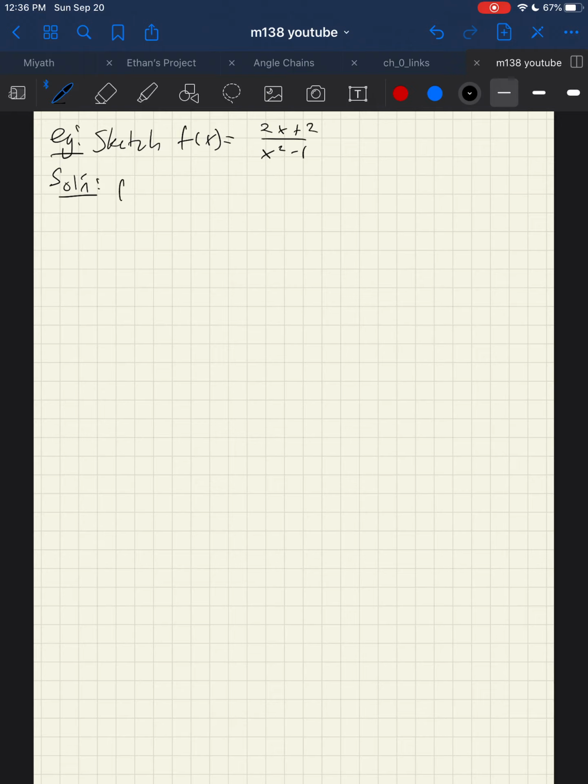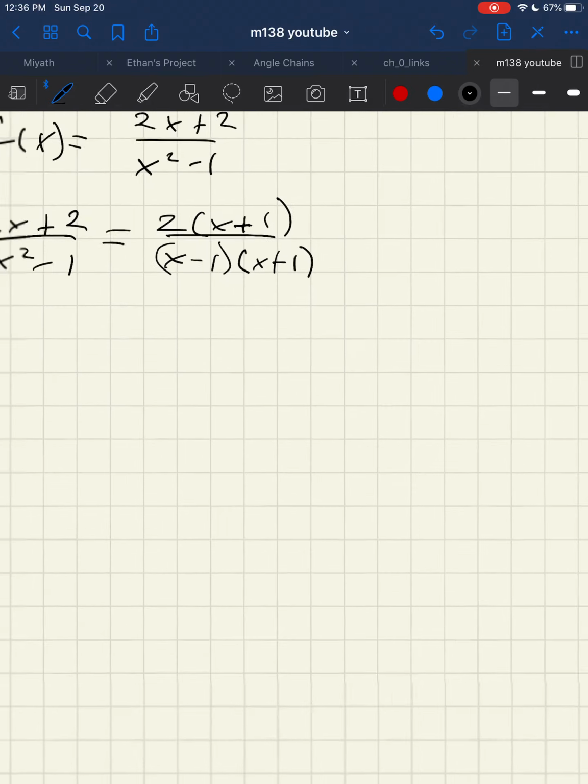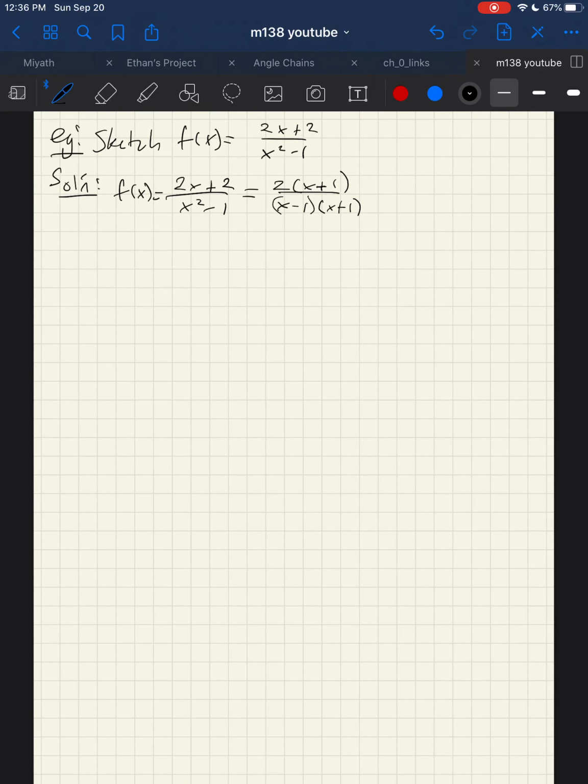All right, let's factor. So f of x equals 2x plus 2 over x squared minus 1. Well, this factors as 2 times x plus 1. The bottom factors as x minus 1 times x plus 1. And so I can cancel the x plus 1 off the top and the bottom. But before I do that, I want to note down that I have a hole. So hole at x equals -1. Now that I've written that down, it's safe for me to cancel this.